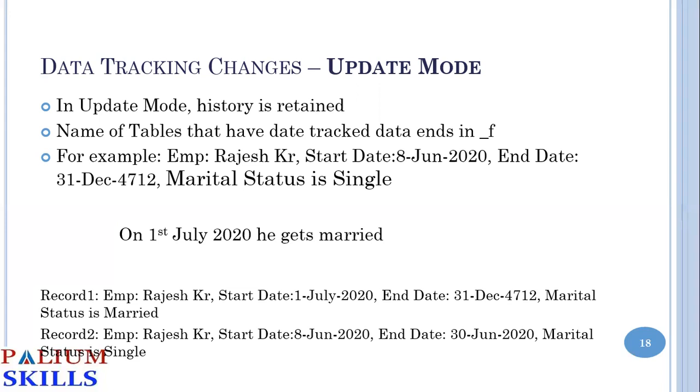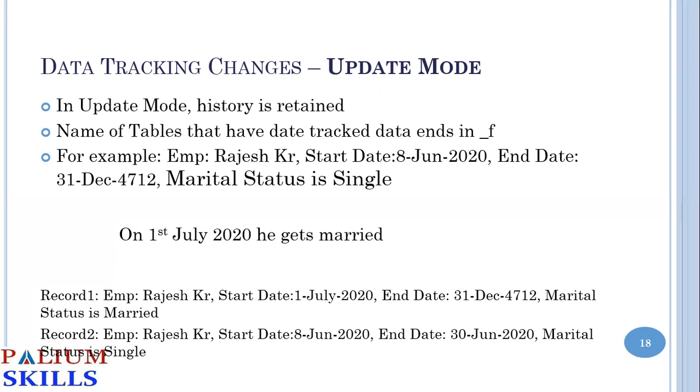For example, employee Rajesh Kumar starts on 8th of June 2020. End date is 31st December 4712, and marital status is single. Okay, so his start date is 8th of June. Initially, the record starts from 8th of June, and his marital status is single. On 1st of July 2020, he gets married. That means from 1st of July, his marital status changes to married.